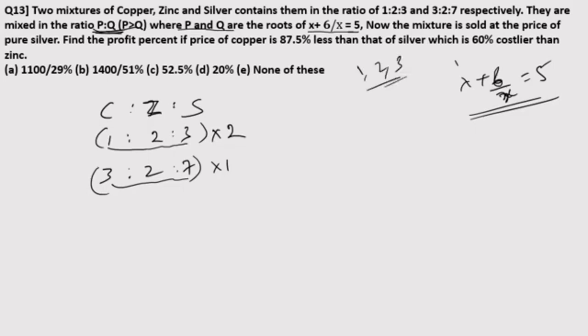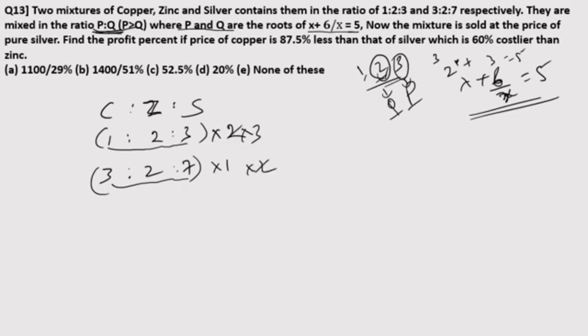If x is 1, in that case this is 1 plus 6, that is 7. So this is not satisfying. Second, I'll check 2. So 2 plus 6 by 2 is 3, so that is 5. That is satisfying. So 2 is one of the roots. Second, I'll check with 3. If x equal to 3, 3 plus 2 is 5. So 3 is also satisfying. But it is saying that P is greater than Q. So 3 has to be value of P and 2 has to be value of Q. Right. So they are mixed in the ratio 3:2.